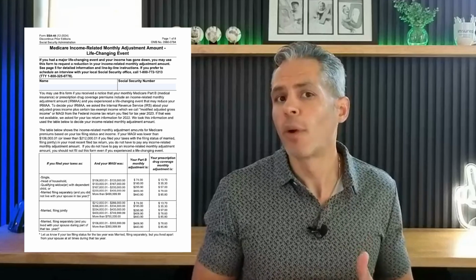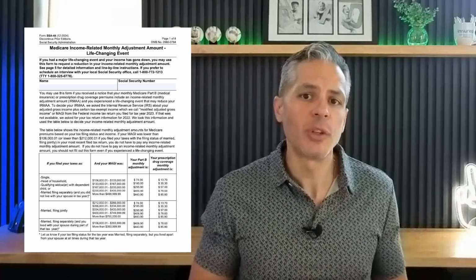Now, if you were making that higher income in prior years, but now your income has decreased because you're retired, maybe you're not working for corporate America or a Fortune 500 company anymore, or you're no longer self-employed, whatever your situation was, there's actually a form you can fill out called Form 44B. We'll include that in the description below.